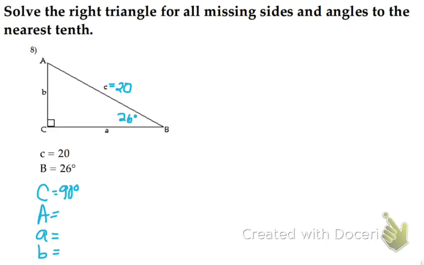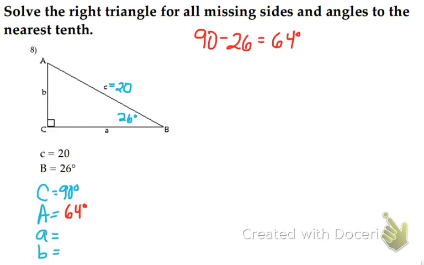In order to figure out the measurement of angle A, we just need to subtract angle B's measurement, 26, from 90 to figure out that angle A is 64 degrees. The two non-right angles in a triangle obviously add up to 90 degrees, so that the sum of all the angles is 180. So that's why angle A equals 64 degrees.